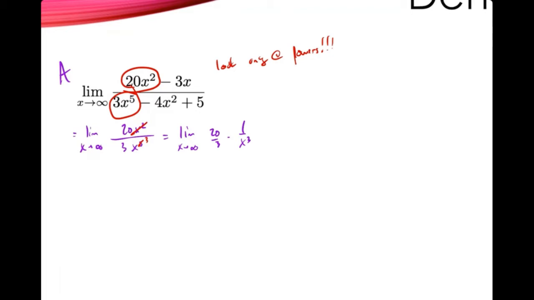And then we plug in infinity. 20 over 3 times 1 over infinity equals 0. How are you feeling about this plug-in infinity nonsense that I'm doing? Leading behavior makes this problem significantly easier.